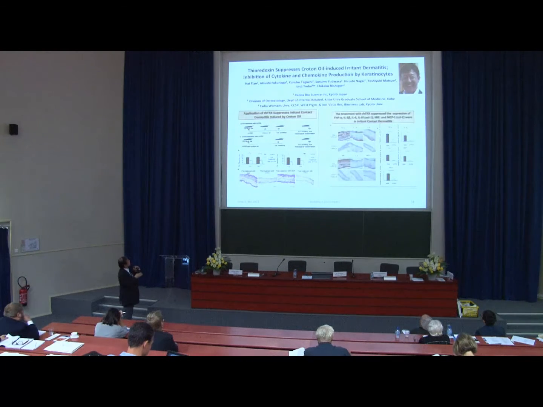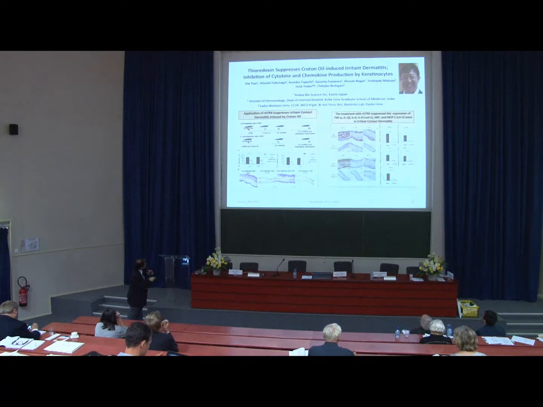Recombinant thioredoxin 1, if you add it from the outside of the cells, in the case of the mouse ear, the PMA or croton oil-induced dermatitis models, cytokine and chemokine production from the cells, particularly in this case keratinocytes, is inhibited just from the outside of the epithelium. When you apply a recombinant protein from outside of the ear, you will see this kind of inhibition of the inflammation as shown here.